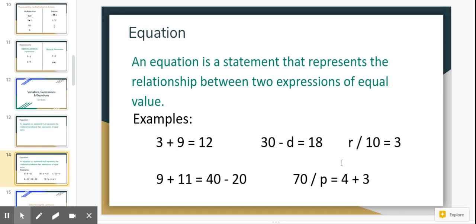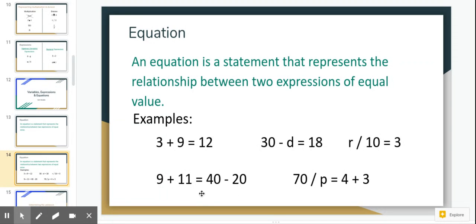And those 3 are the equations that you'd normally see with just one operation on one side and a single number on the other. The second row of equations are also equations where there's something on either side of an equal sign. 9 plus 11 equals 40 minus 20. Well, if you think about it, 9 plus 11 is 20, and 40 minus 20 is also 20.